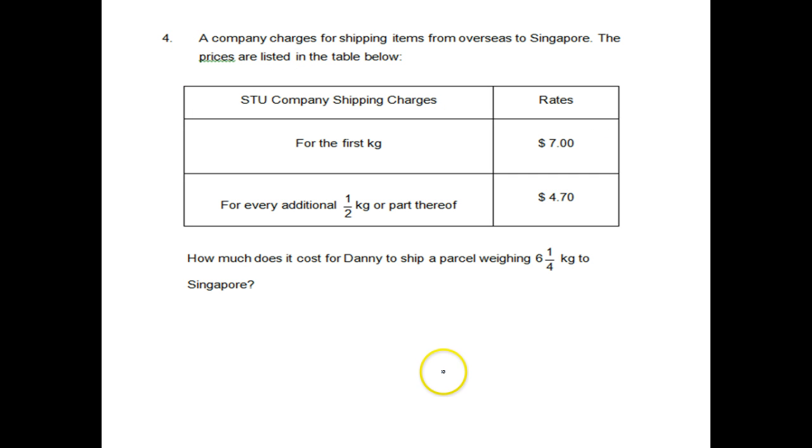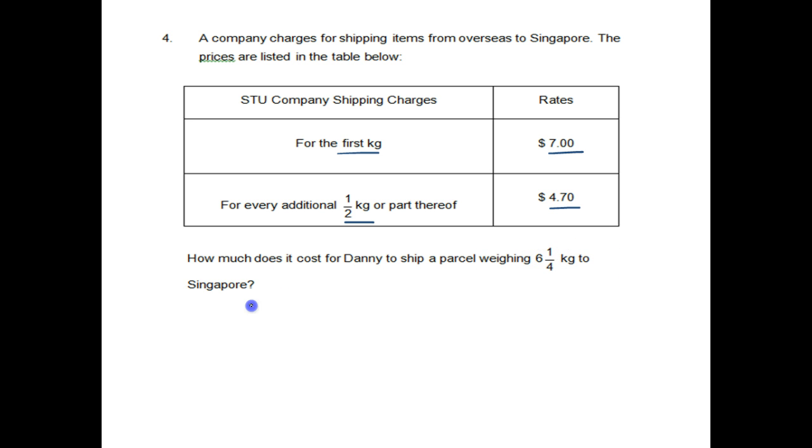Question 4. A company charges for shipping items from overseas to Singapore. The prices are listed in the table below. So this is the price. For every additional half kilogram or part thereof is $4.70. First kilogram is $7. How much does it cost for Danny to ship a parcel of 6 1/4 kilograms to Singapore?